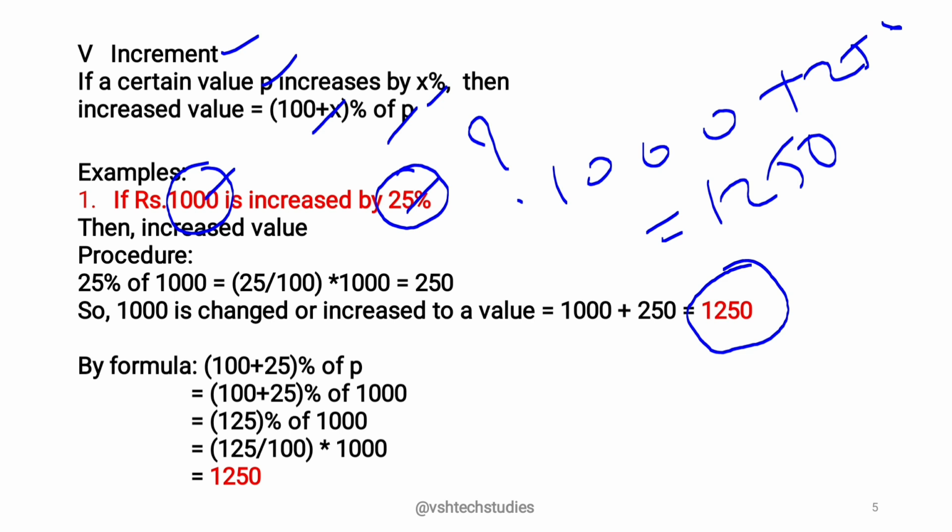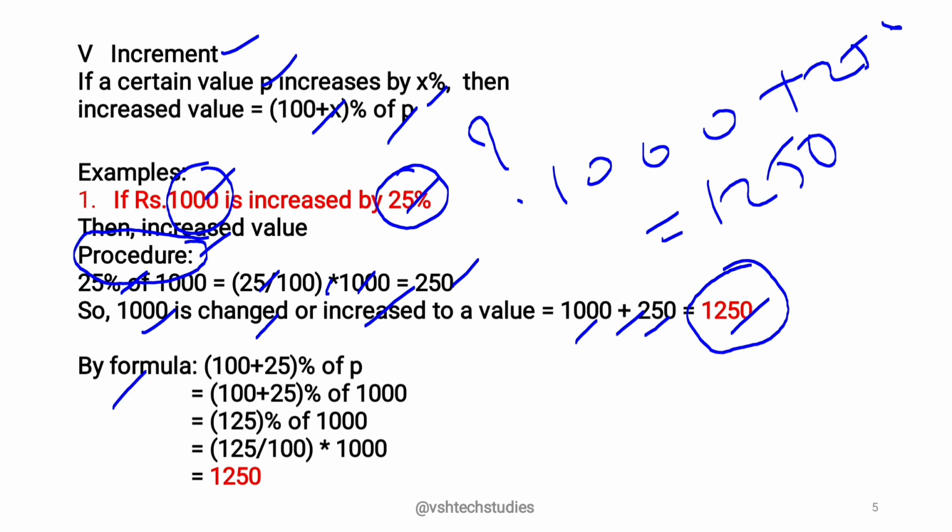The procedure followed is first 25% of 1000. 25 upon 100 is 25%. Of means multiplied by, and the number taken is 1000. So the increment is 250. When 1000 is increased by 250, what is its final value? 1000 plus 250, that is 1250 rupees. That is by following the procedure.